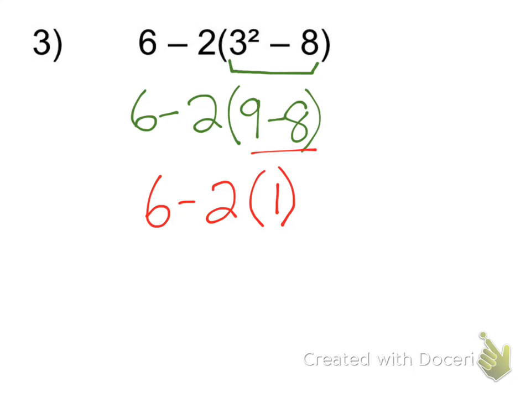Again, keep those parentheses. They do mean multiplication here now that we have the numbers inside simplified. So what should I do? 2 times 1, which is 2. And then I have 6 minus that 2, which is 4.